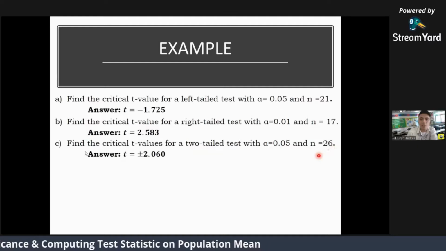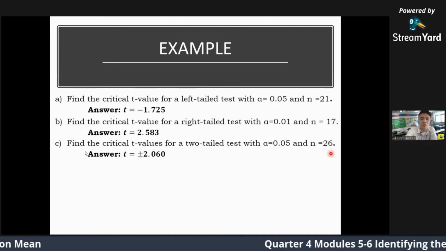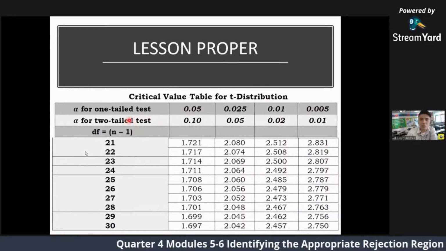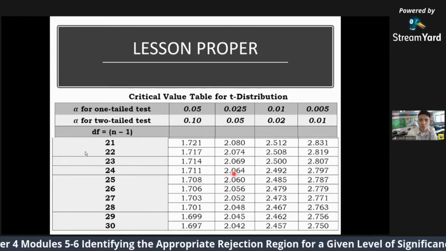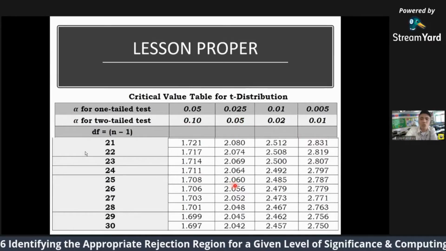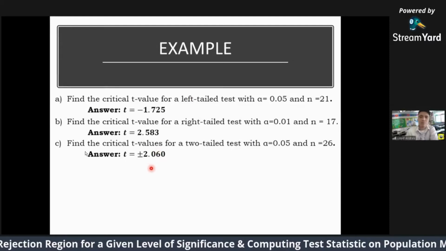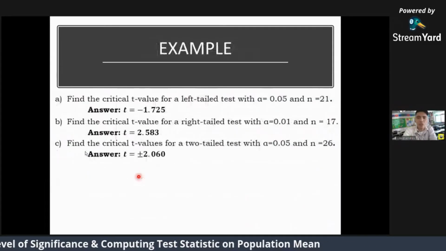So df na to is 25. Two-tailed, 0.05, 25. So ato ta sa table. Two-tailed, 0.05. Kara, and then 25. 2.060. Tapos kay two-tailed man, positive and negative ta. So, ngana papangitag critical value for T-distribution.